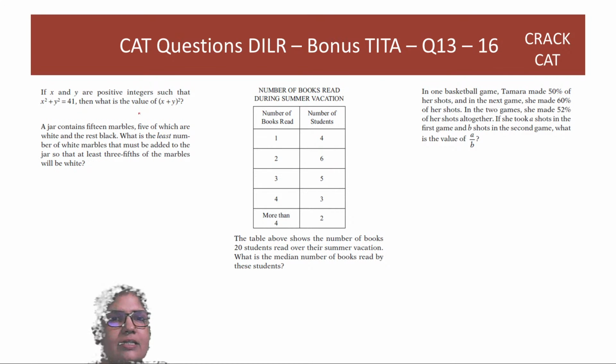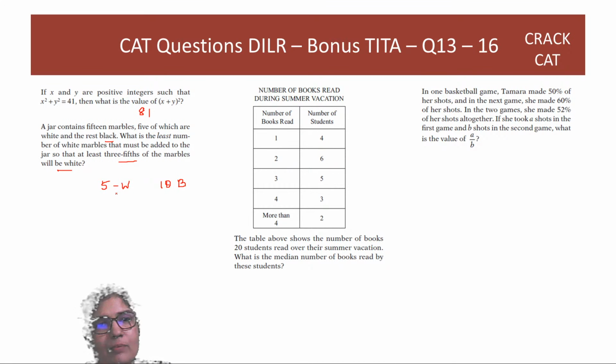A jar contains 15 marbles, 5 of which are white and the rest black. What is the least number of white marbles that must be added so that at least 3/5 will be white? So as of right now, 5 white and 10 black. I need to add marbles so that 3/5, right, will be white.